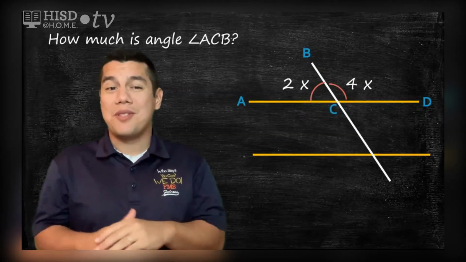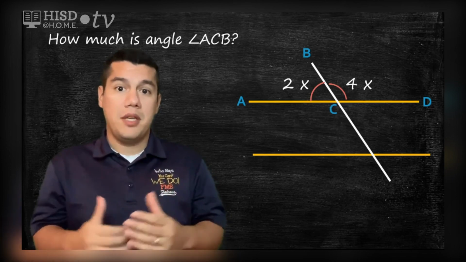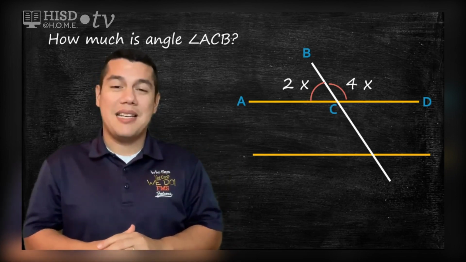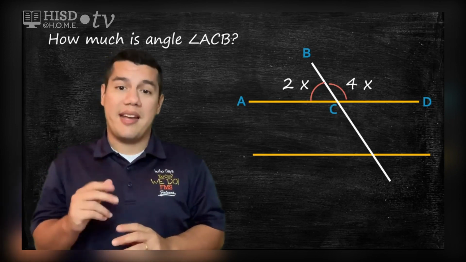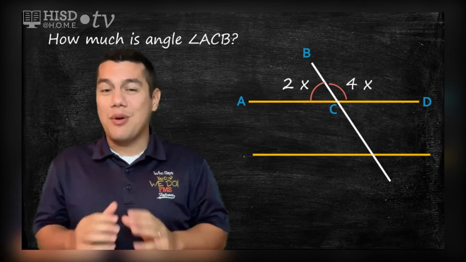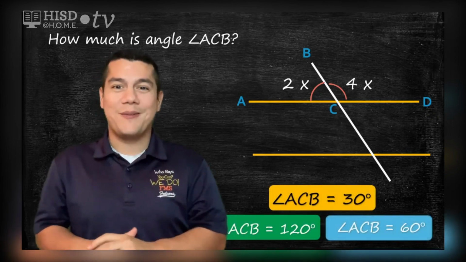The next problem says, what is the measure of angle ACB? And it's going to be this angle over here that is given by the expression 2x. You're going to have a couple of seconds in order to solve this problem and get the correct answer. So let's get to work.